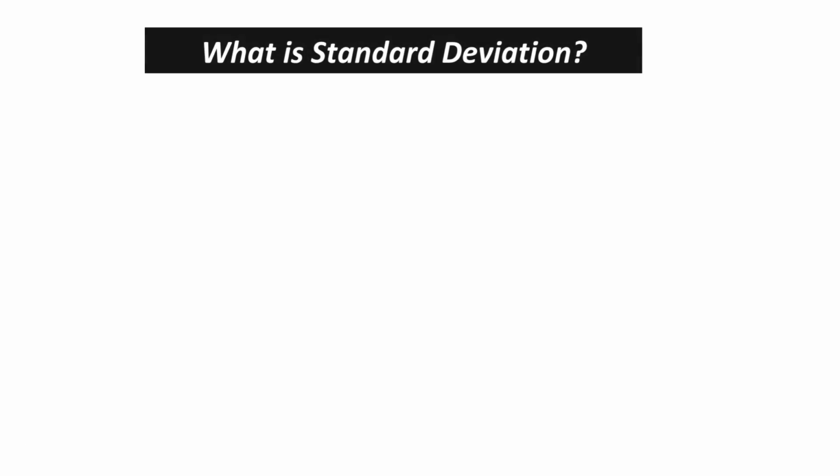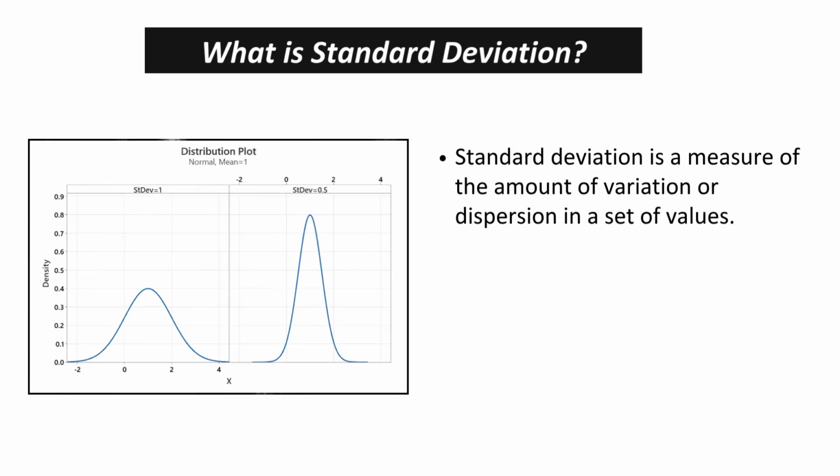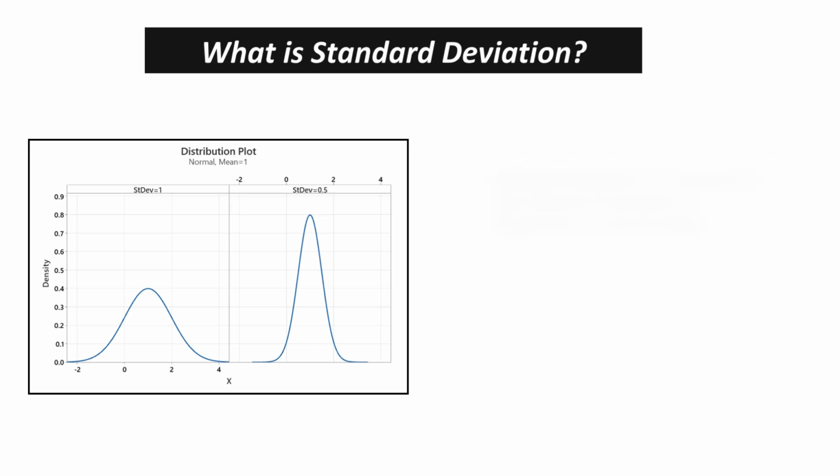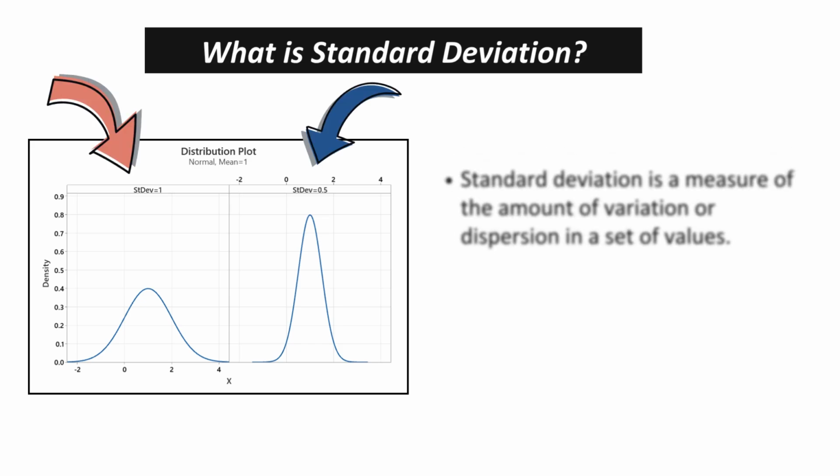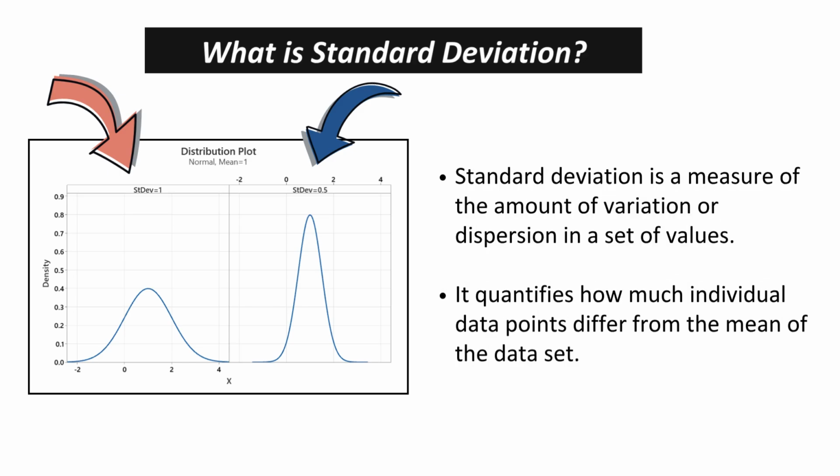What is standard deviation? Standard deviation is a measure of the amount of variation or dispersion in a set of values. The image shows two distribution plots with different standard deviations, 1.0 and 0.5. The plot with a higher standard deviation, 1.0, has a wider spread of the data points around the mean, indicating more variation in the data. It quantifies how much individual data points differ from the mean of the data set.